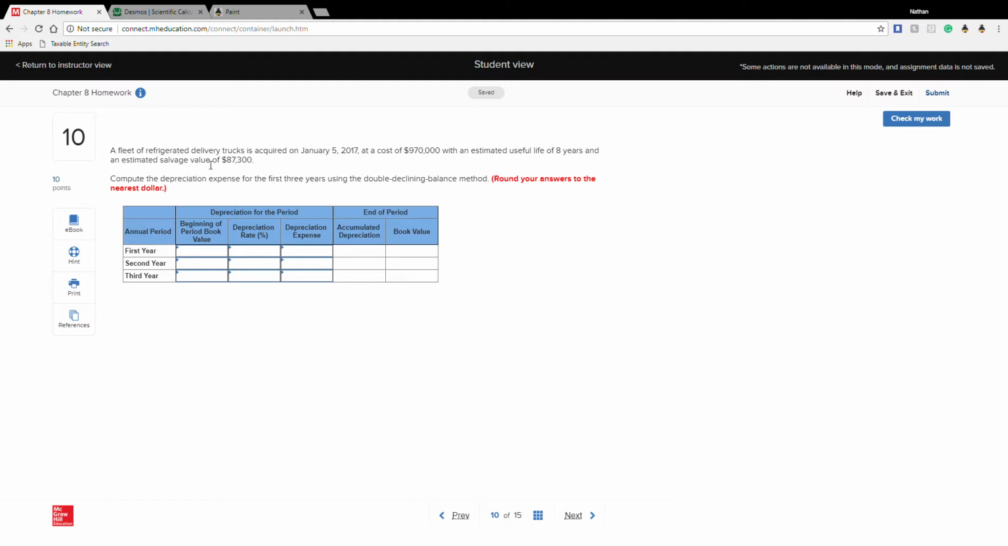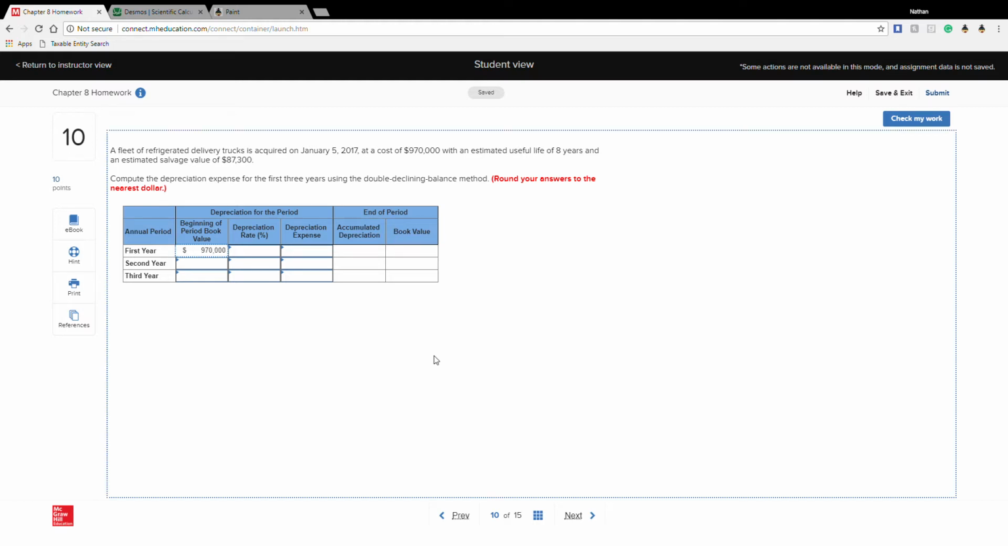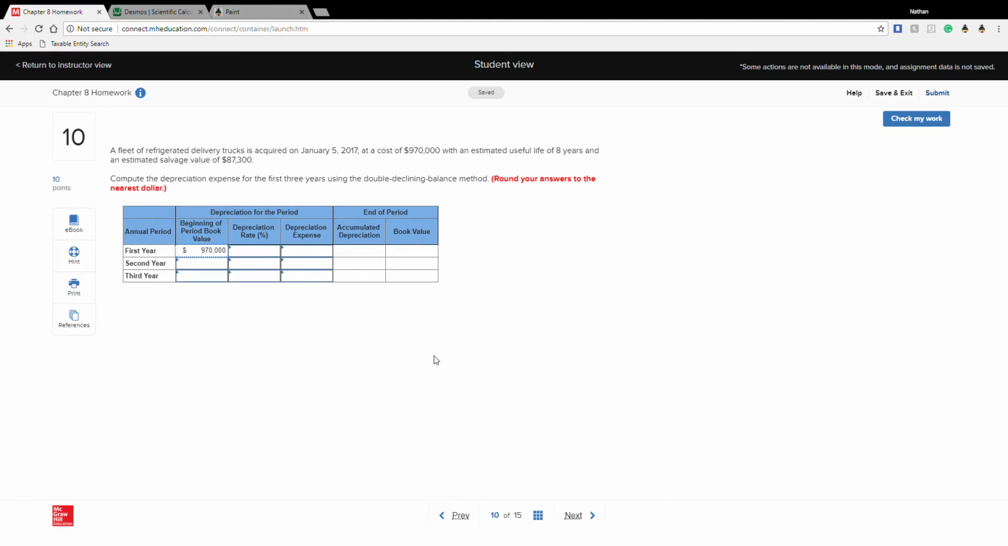Alright, again, when we look at beginning of period book value on the first year, it will always be initial cost. We are not focused on salvage value. So my initial cost was $970,000. Now we actually have to compute the depreciation rate. So let's find that out.